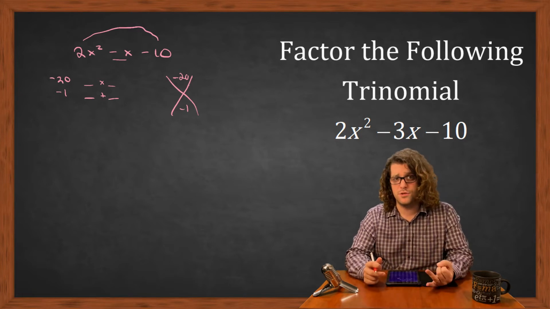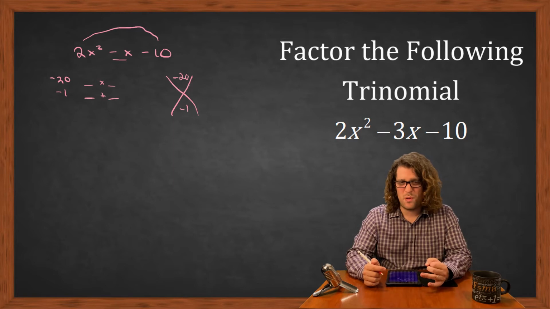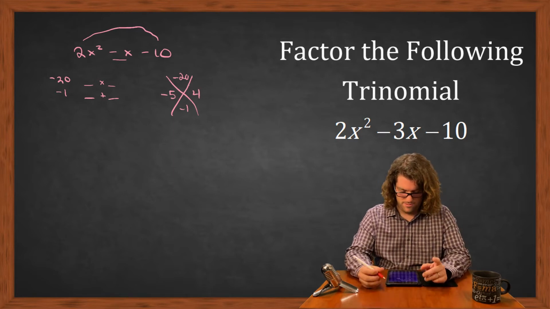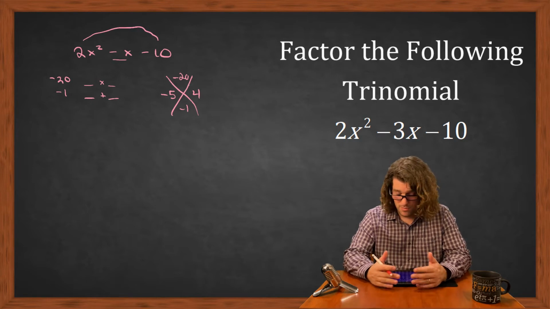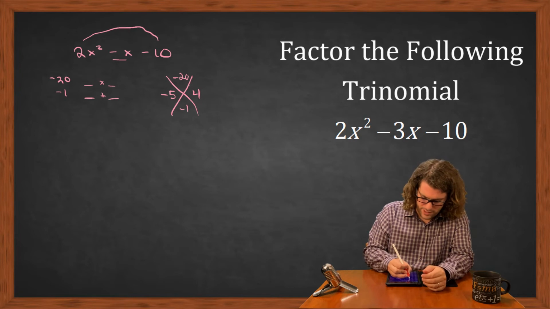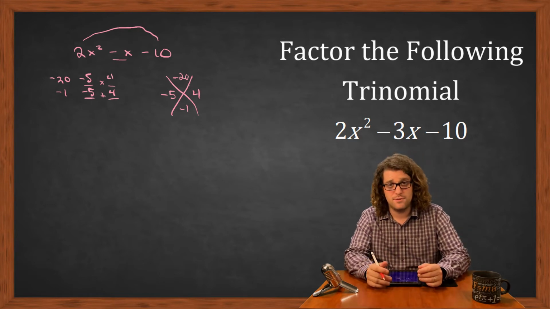Well, 4 and 5 will do the 20, and they're also 1 apart, so that bodes well. I'm going to put negative 5 and positive 4. That adds to give you negative 1, multiplies to give you negative 20, so that's good. So again, over here I would have filled in negative 5 and 4, but it doesn't really matter how you set it up visually, it's just that you find those two numbers.